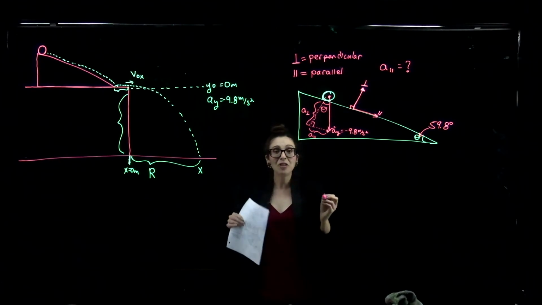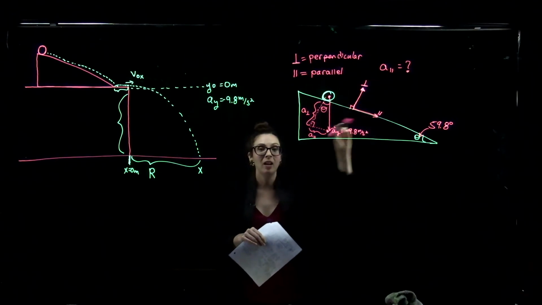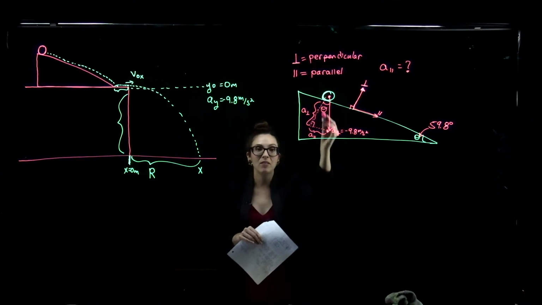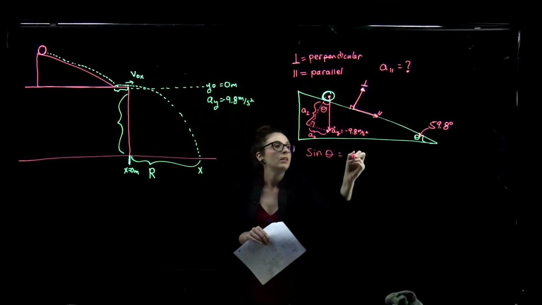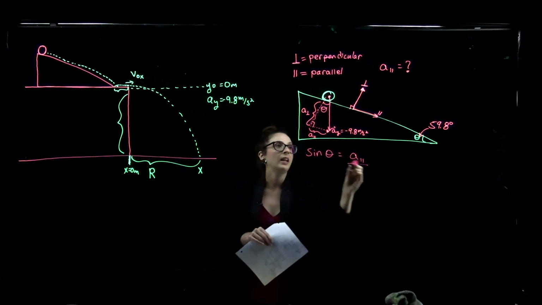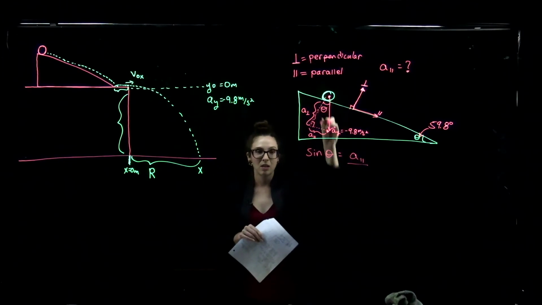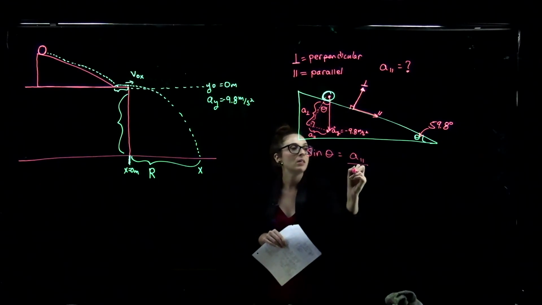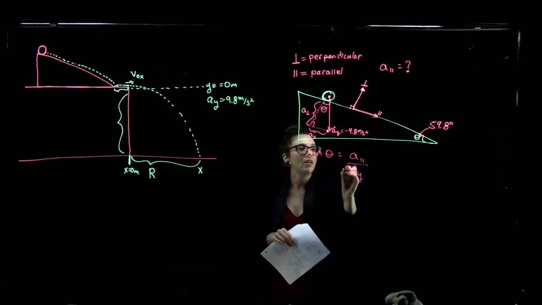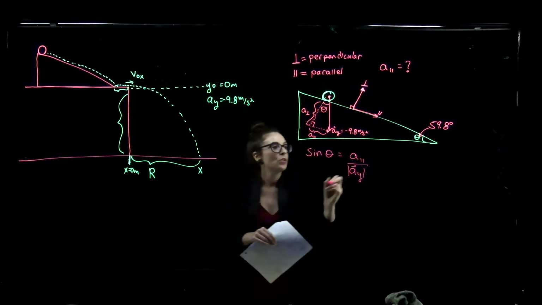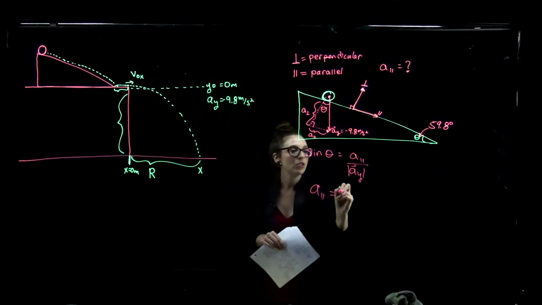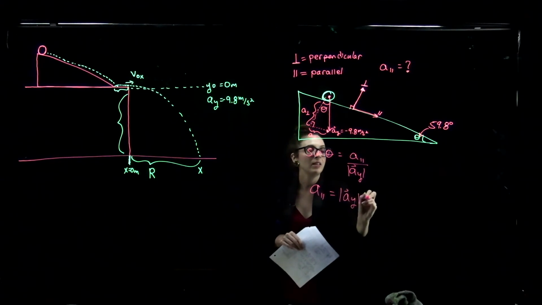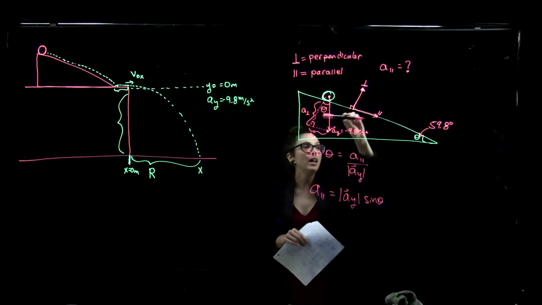So I can figure out this acceleration parallel to the plane by using trigonometry. The parallel side is opposite this angle, so sine theta is equal to the parallel component of my acceleration down the plane over the hypotenuse of this little right angle triangle, which is the magnitude of our acceleration due to gravity. So the component of my acceleration along the plane is equal to the magnitude of the acceleration due to gravity times sine of the angle of this incline.